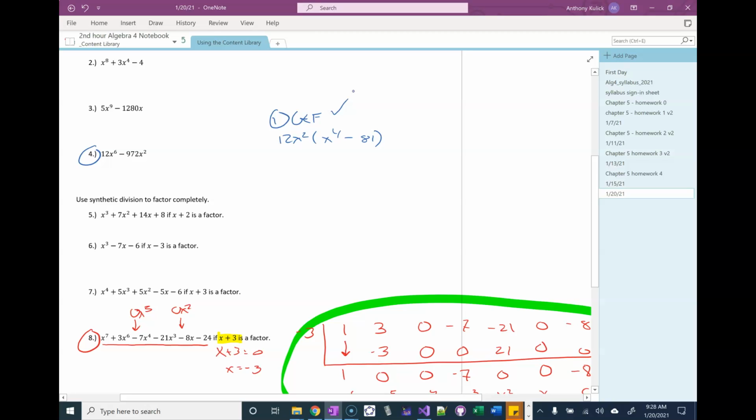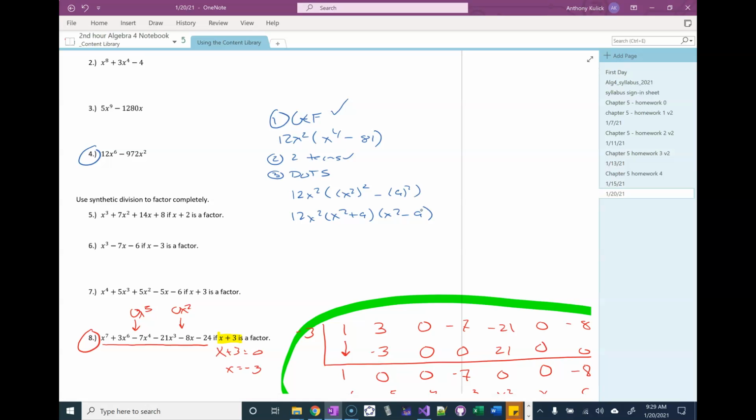You good there? Okay. So next I notice that this is two terms. And under the two terms, next thing we check, is it a difference of two squares? Well, that seems likely because it's an even exponent. So let's try that. So we have 12x squared. X to the fourth is x squared squared. And 81 is 9 squared. So I can write this as x squared plus 9 and x squared minus 9.